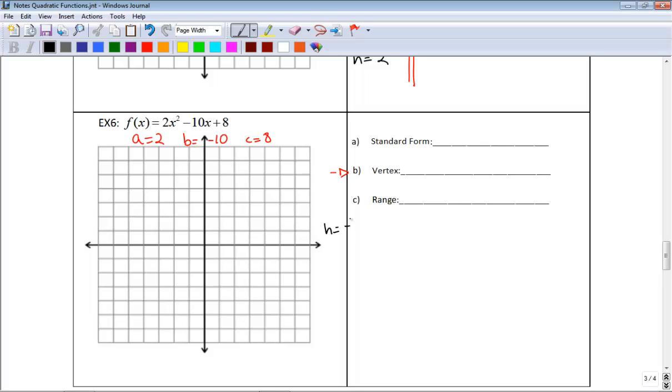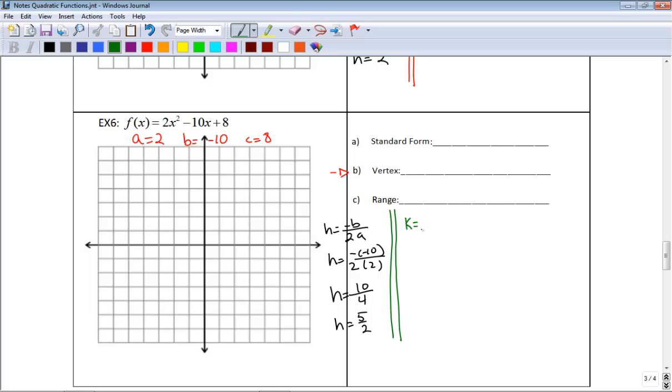And H, remember, is negative B over 2A. So H would equal the negative of negative 10 over 2 times 2. Well, the negative of negative 10 is just a positive 10 over 4. Well, this reduces to 5 over 2. So the h value for the vertex of our parabola, or the x value, I should say, is 5 over 2. Well, what is k?